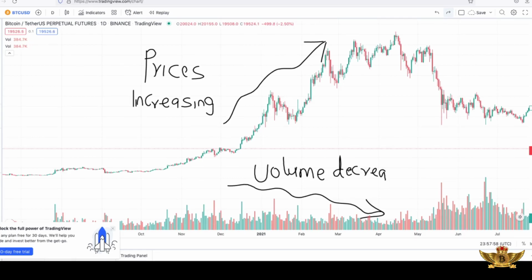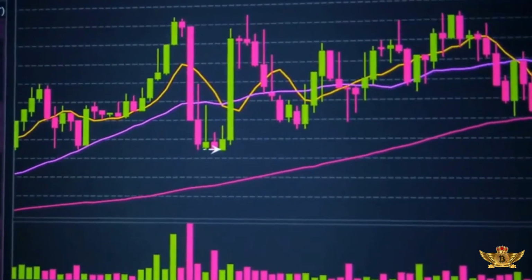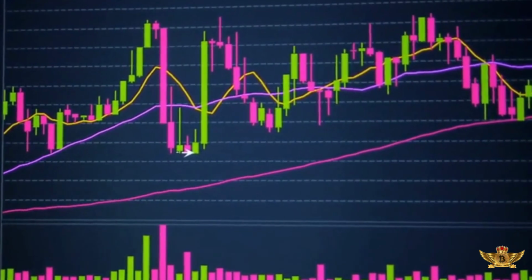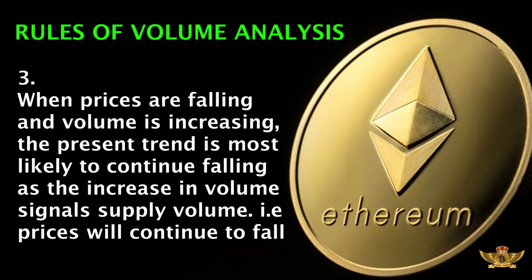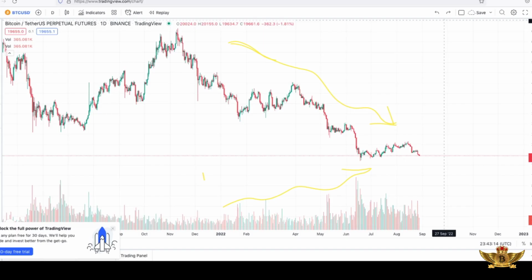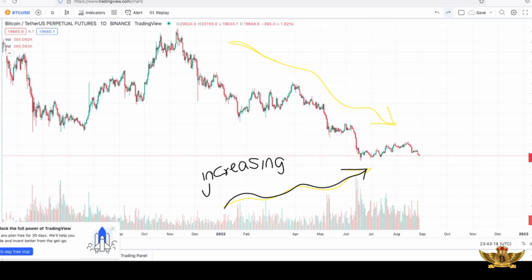Now, this is very important. When prices are rising and volume is decreasing, we say what? Very soon, likely the price will change direction and follow the volume and fall down. That is the simple rule number 2. So rule number 3 says when prices are falling and volume is increasing, the present trend is most likely to continue falling as the increase in volume is likely signaling supply volume.